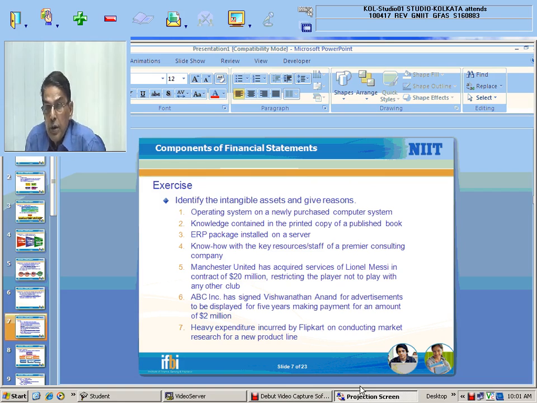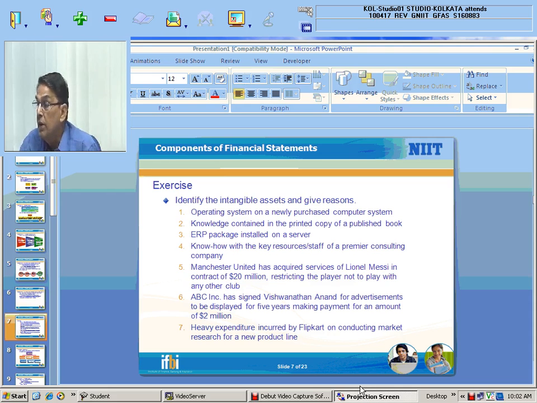But knowledge contained in the printed copy of a published book is an intangible asset, because the knowledge contained in the book is more significant than the tangible medium, that is the paper, and brings value to the medium. The book has a value because of the knowledge contained in it. Paper may cost you some 20-30 rupees, but the book may cost you 300 rupees because of the knowledge contained in it. So the significant element is the knowledge, not the tangible medium. Therefore, the knowledge contained in the printed copy of a published book is an intangible asset.